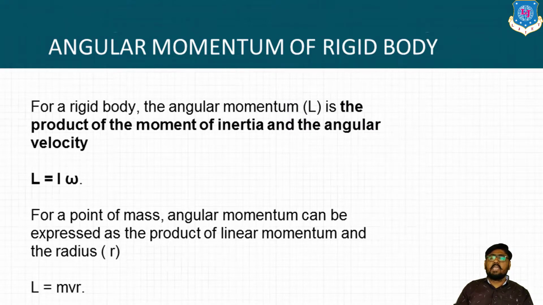Now the last topic is the angular momentum of a rigid body. For a rigid body, the angular momentum L is the product of moment of inertia and angular velocity. So L is I omega, where I is m k square, and V is equal to r omega. For a point mass, angular momentum can be expressed as the product of linear momentum and the radius, L is equal to mvr. So this is the basic definition of angular momentum of a rigid body. You just need to remember this equation and the definition.